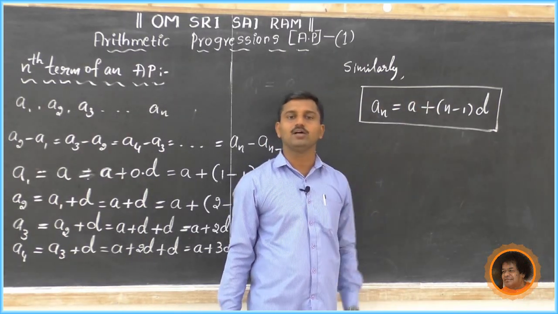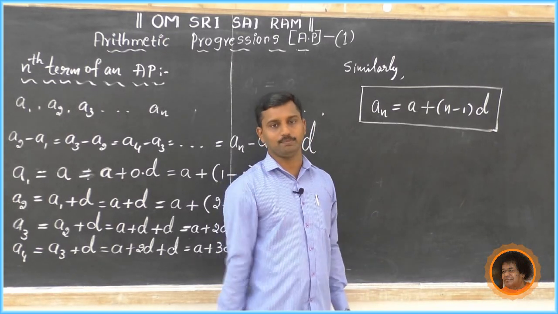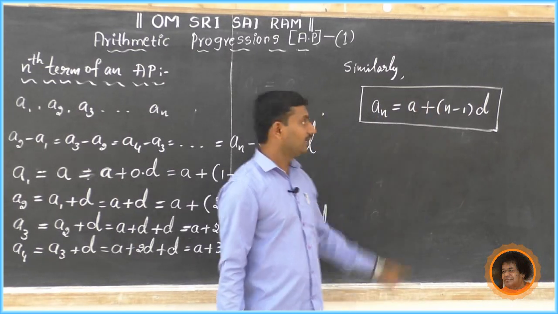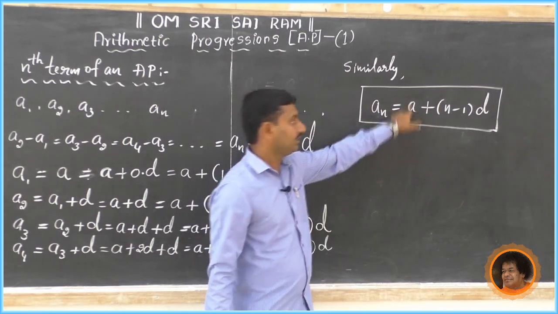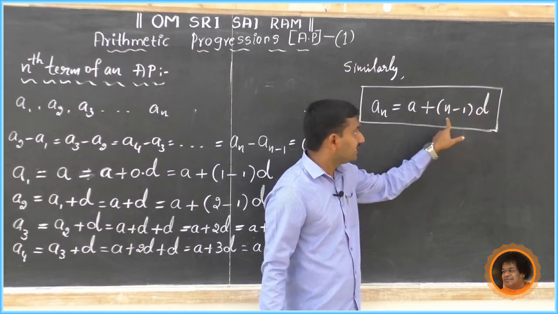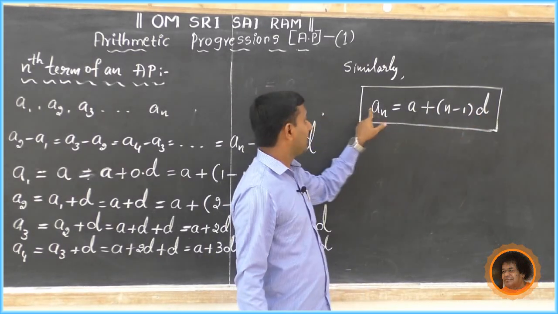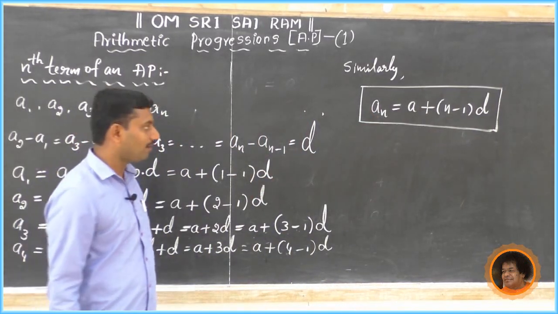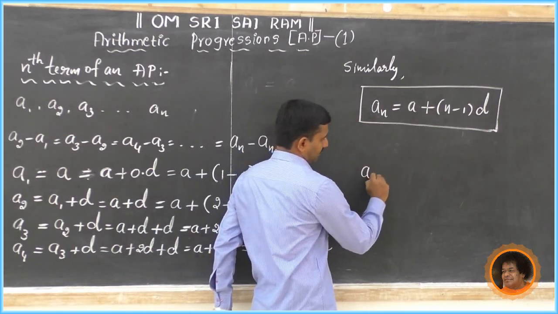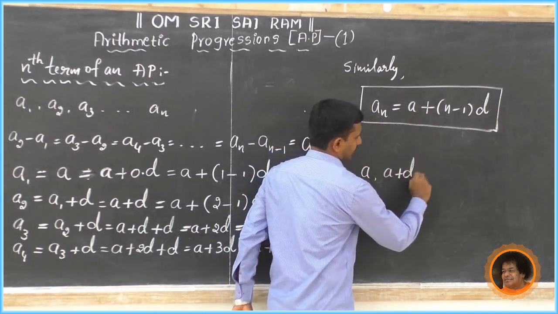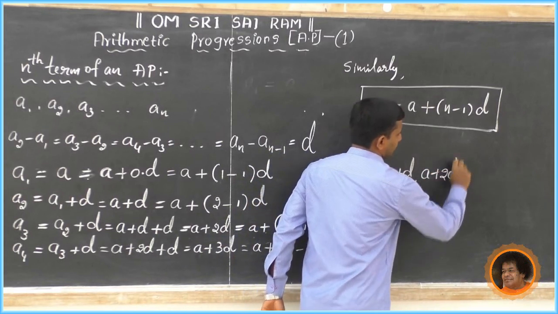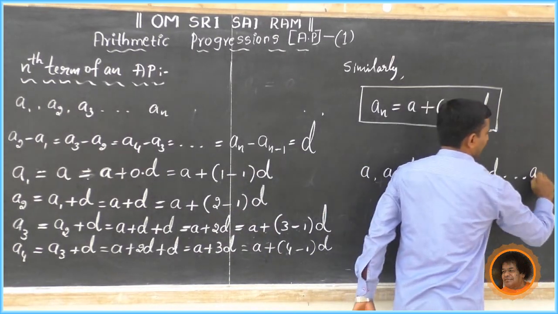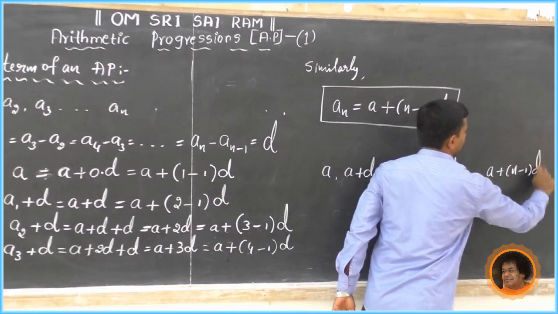So this is the formula to find the nth term of an AP. What is the formula? An equal to A plus (n minus 1) into D. Now A is the first term, D is the common difference, n is the number of terms, and an means the nth term. Now what is the general form of an AP? A, A plus D, A plus 2D, A plus 3D, and so on. What is the last term? The last term or the nth term is A plus (n minus 1) into D.